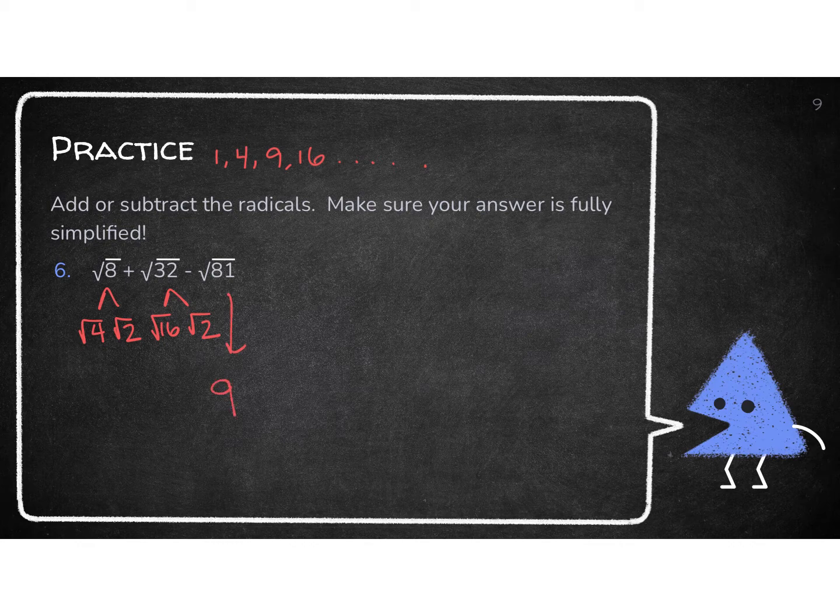So let's break this up. Square root of 4 is 2, and then I leave the square root of 2. Bring your sign down, plus. Square root of 16 is 4, square root of 2. Bring your sign down, minus.